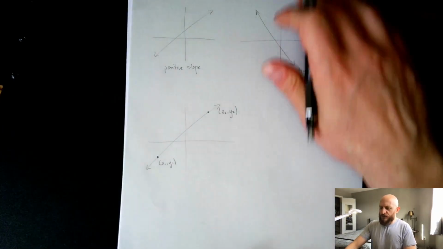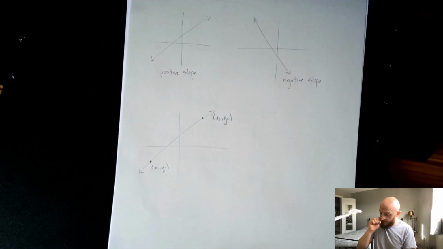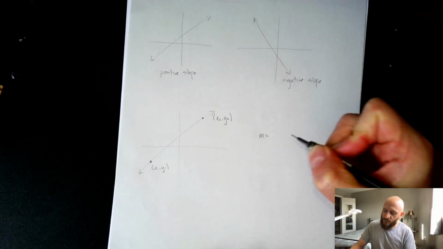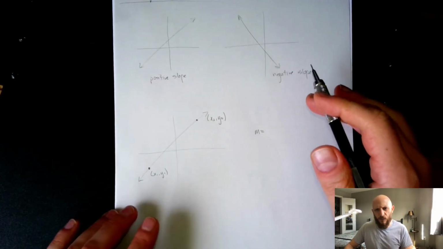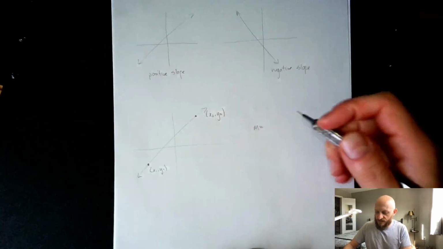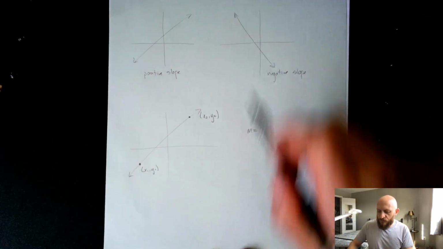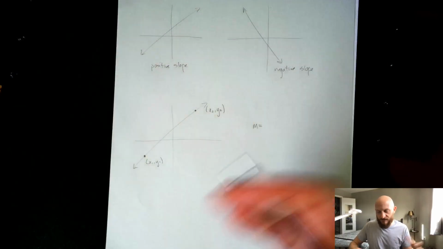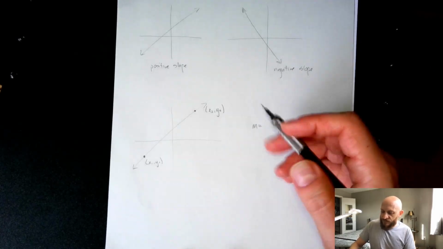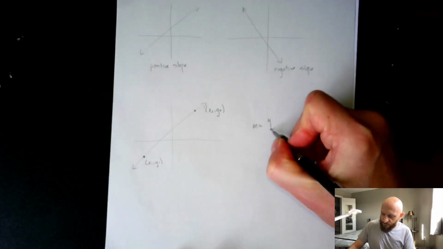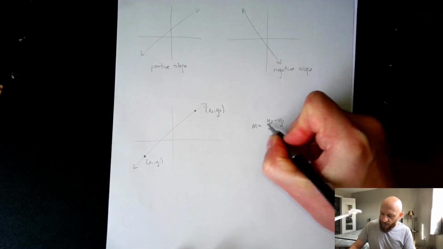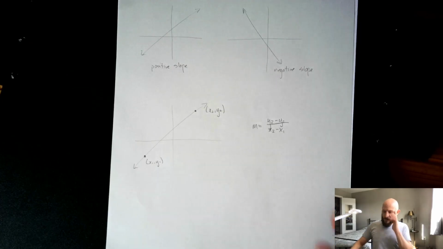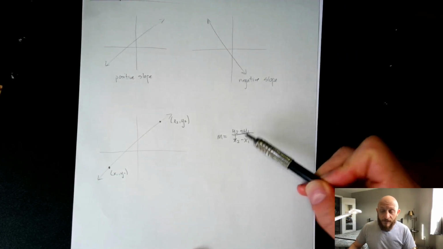So slope between 2 different points is given by, and I'll just state this and then I'll show how it relates to the geometry of the graph. The slope between the 2 points, x1, y1, and x2, y2, regardless of positive slope, negative slope, whatever, the slope of this equation, is y2 minus y1 over x2 minus x1. So this is the formula.